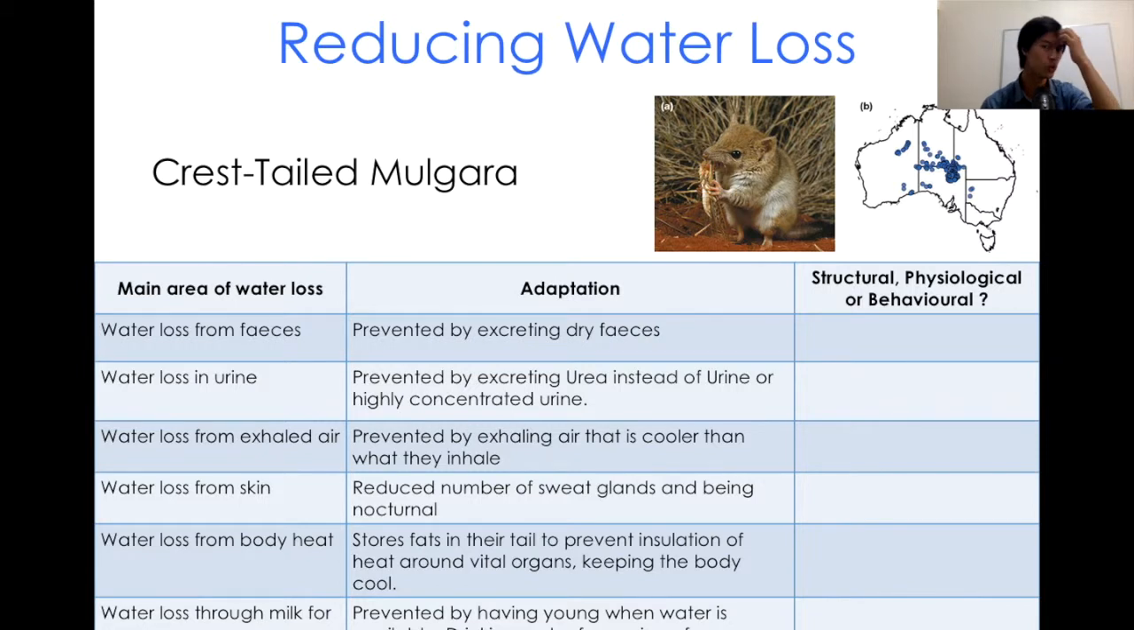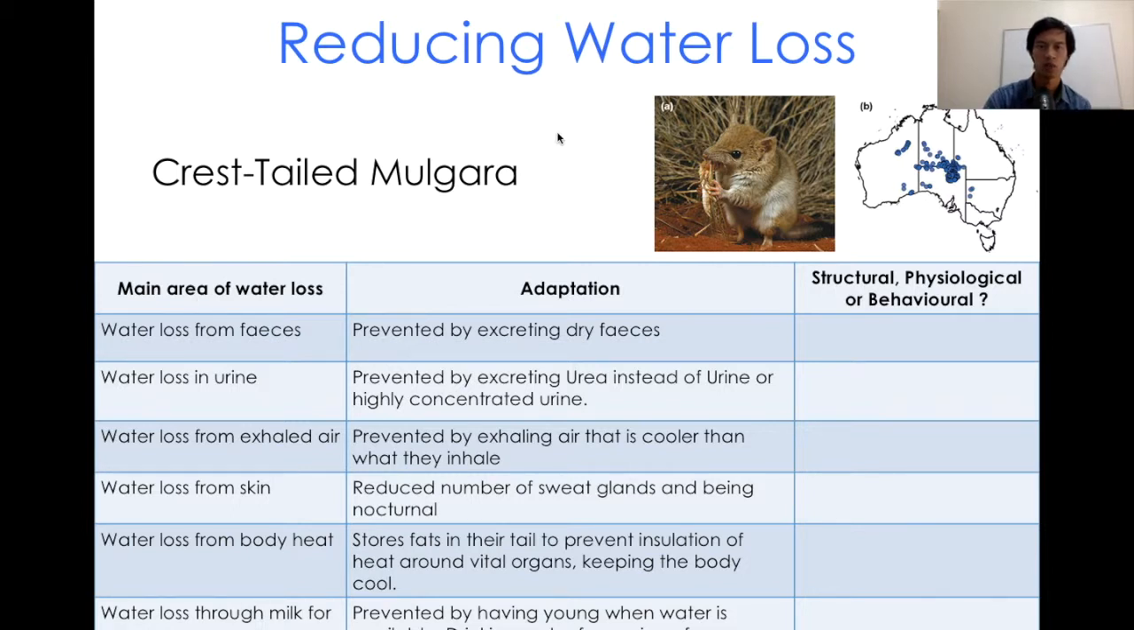Okay, so we're going to take a look at a few examples to bring out some of these things. Now, it's not imperative that you remember the names of everything, but it is very useful for you to know the names of the organisms with these particular features because they help you understand. We're going to start with reducing water loss.